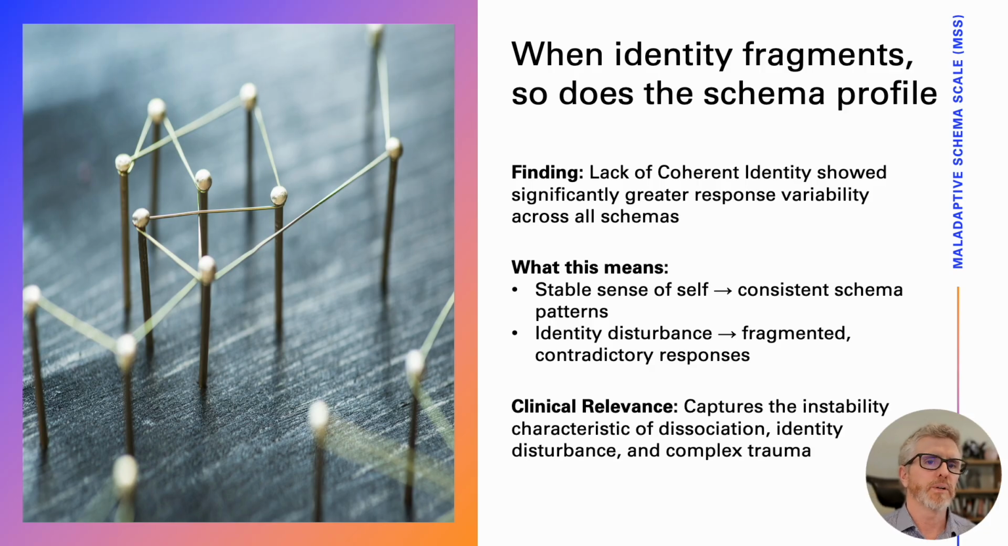Think about what this means clinically. When someone lacks a coherent sense of self, their schema profile becomes more unstable and contradictory. And that's exactly what we see in dissociation, identity disturbance, and complex trauma. The measure is picking up on something real, the fragmentation and instability that comes with identity disturbance.